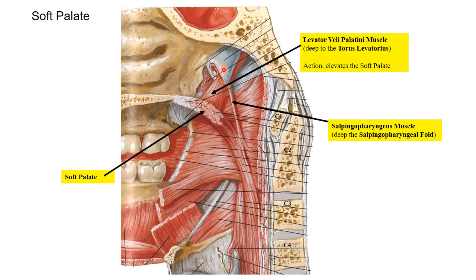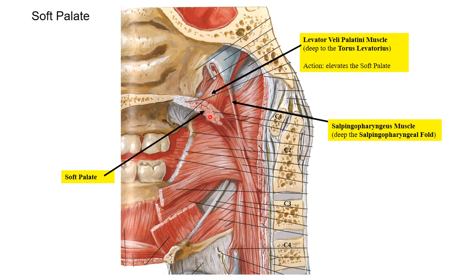And there's this vertical fold right here coming down. Now we've taken off the mucosa here, so it's not the salpingopharyngeal fold anymore. We're actually looking at the muscle. And this is the salpingopharyngeus muscle. So it's a muscle that just takes its origin off the auditory tube, and it's a weak elevator of the pharynx, basically. It can basically pull this way, pull up on the pharynx.